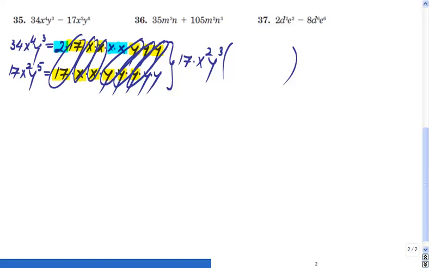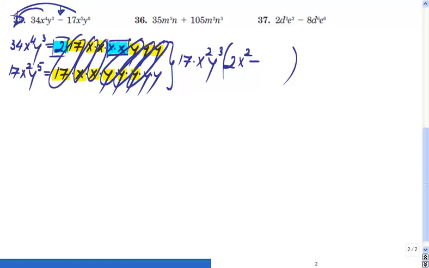inside the parentheses now, because I'm taking the common factors outside each one of these terms, right? What is left from the first monomial? After you divide the first monomial by the common factor 17x squared y cubed, you will have only 2 times x, which is 2x squared. The operation inside the parentheses will be negative, minus, right?